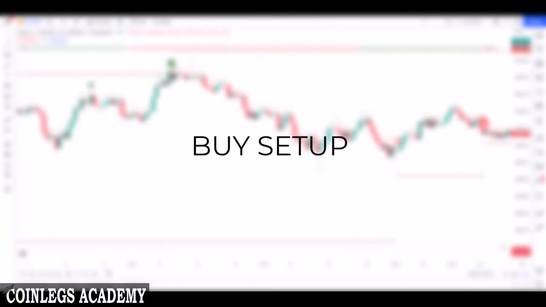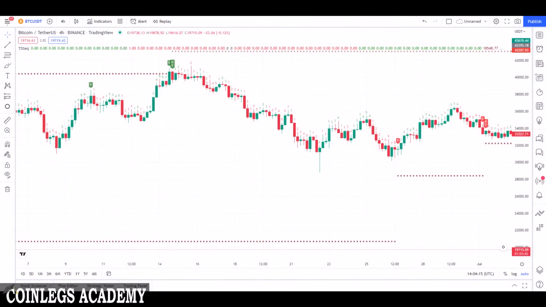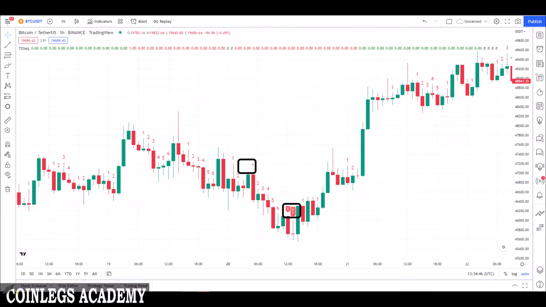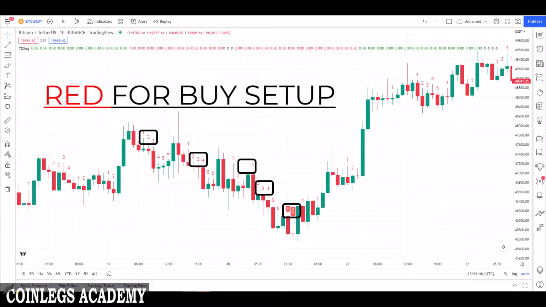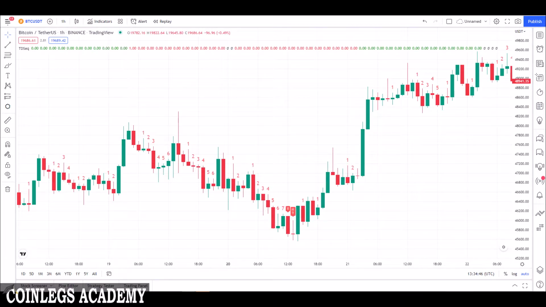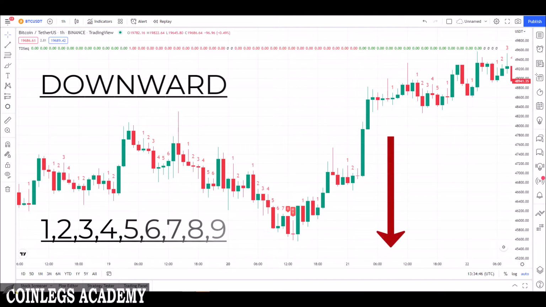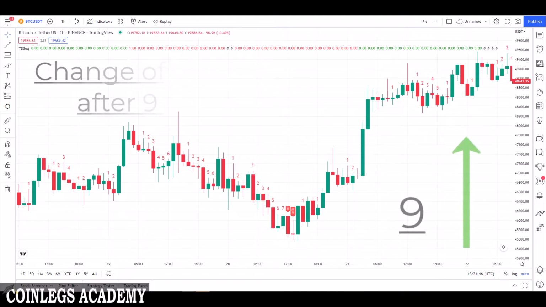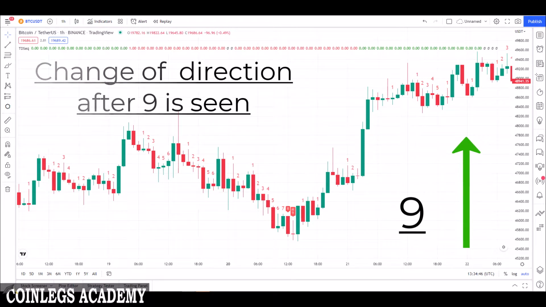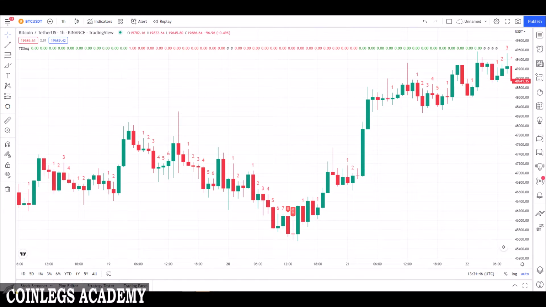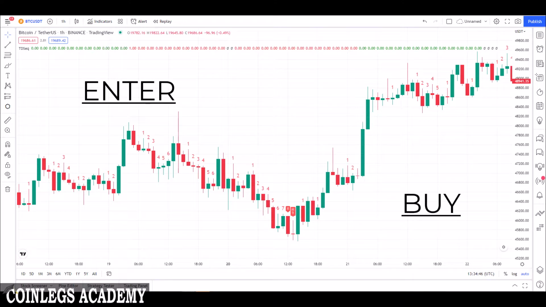Now let's analyze the buy setup part. Here we will look at the red counts for buy setup. Don't be confused because the candles are red. Because in the buy setup, the expectation is a downward movement starting from 1 to 9, and the price changing direction to rise after 9 is seen. As a result of this expectation, a buy position is entered.